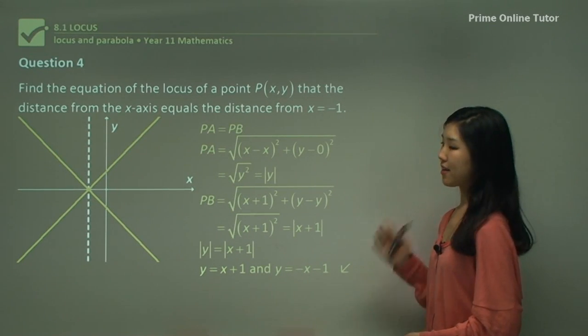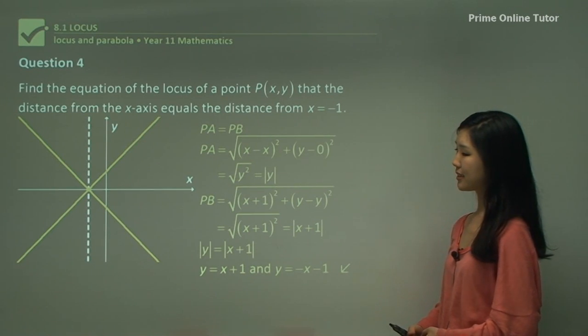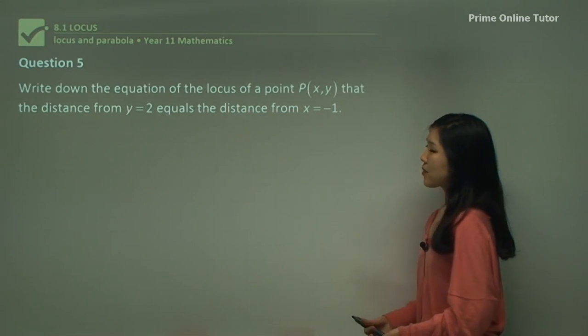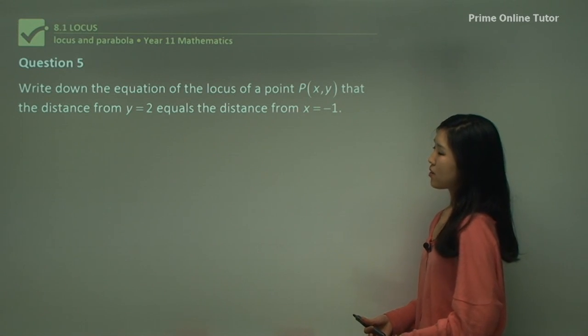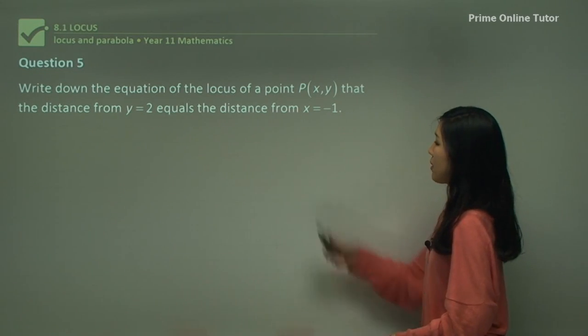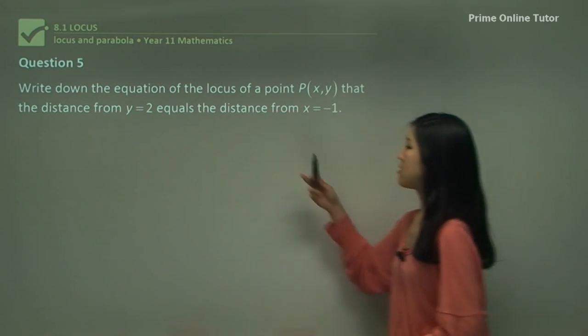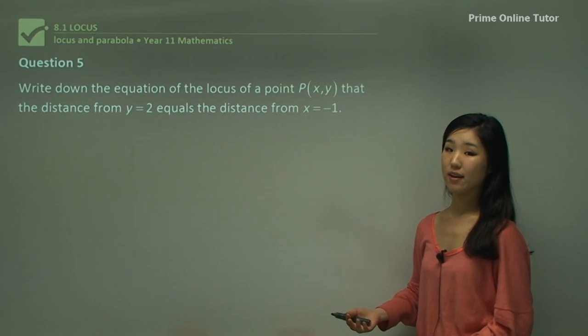Okay, so that's question 4. Have a look, and we'll move on. Question 5 says: write down the equation of the locus of a point P such that the distance from y equals 2 equals the distance from x equals negative 1.